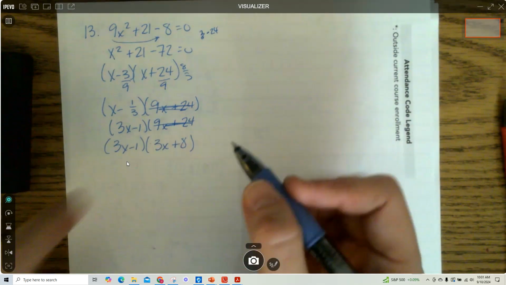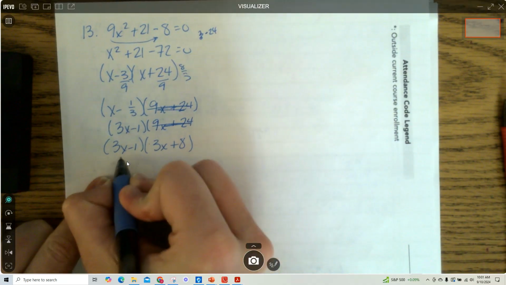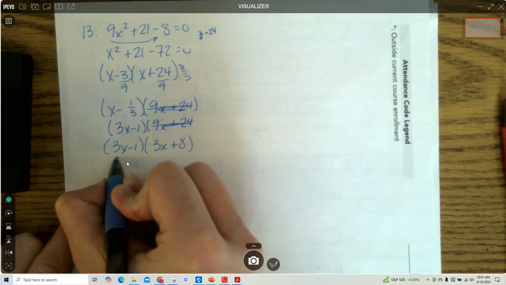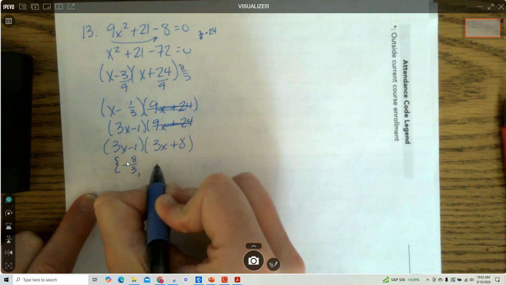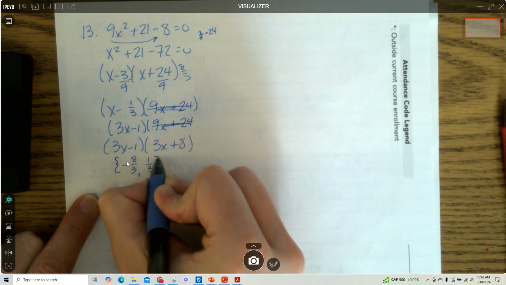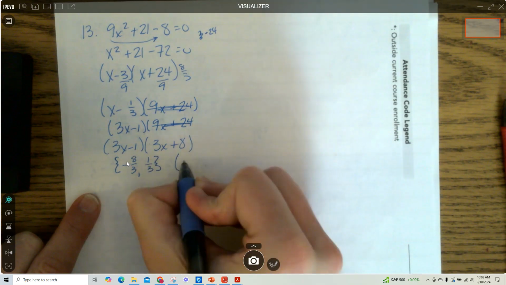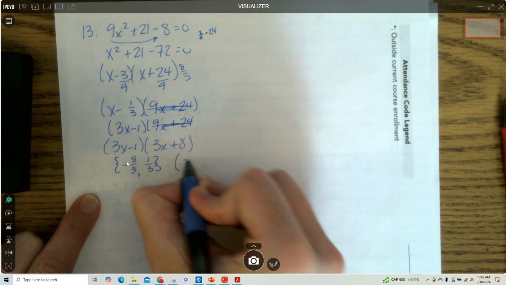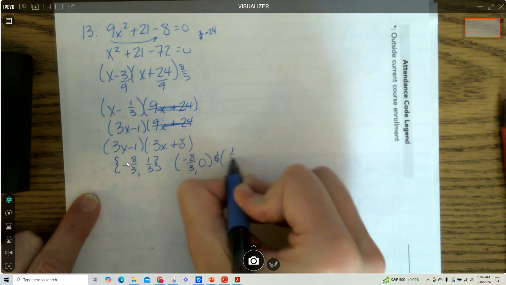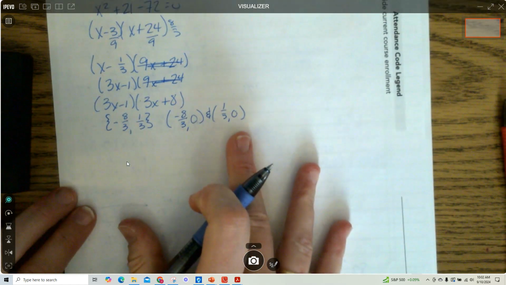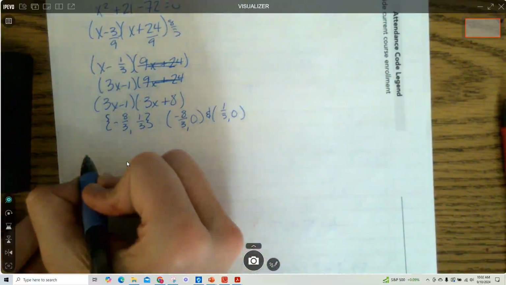Let's finish this one off, and then, so solution set here is going to be negative 8 over 3, comma, positive 1/3. And then those are going to be your intercepts. Okay. All right. That one's just asking for it to be factored completely. Oh, just to be factored? Yeah.